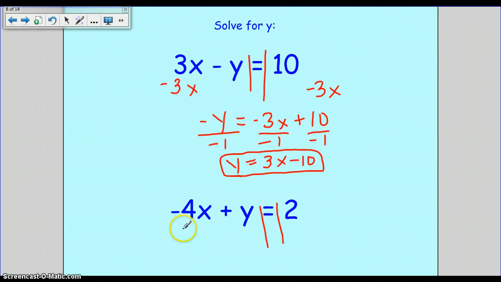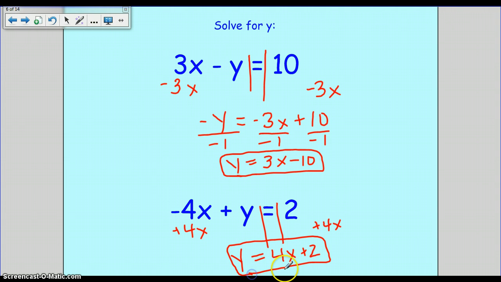All right. If you got this, the railroad tracks, then you added 4x over. Then we have y equals 4x plus 2. And y is already by itself, so that's our linear equation. We're going to leave it just like that.